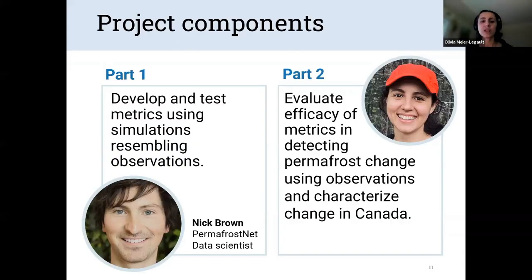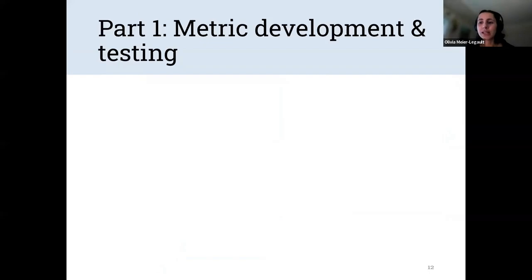And Nick Brown, who I've already mentioned, a PermafrostNet data scientist, undertook the first part, which was to develop and test metrics using simulated data that resembles observations. And then in my part, for my master's project, I've been evaluating how these metrics work on actual observations and then using these metric results to characterize change in Canada. I'll tell you a little bit more about what Nick did without going too much into detail.